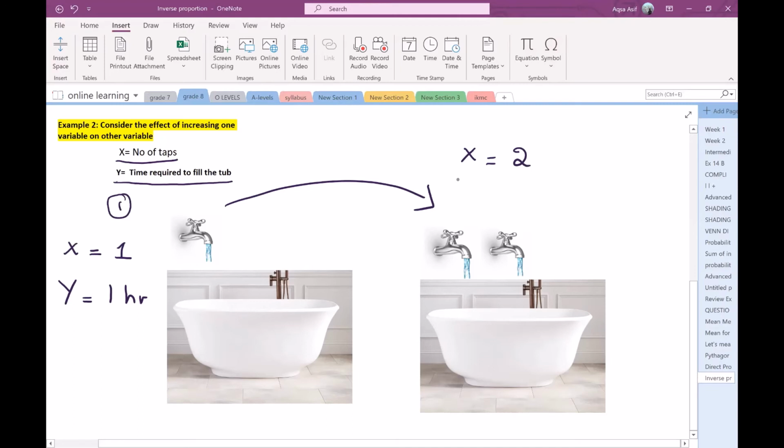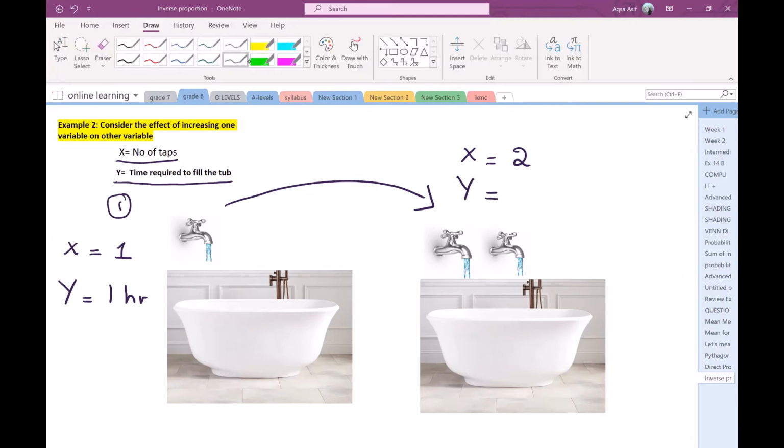What will be the effect on Y? Will the tub be filled in less time, or will the amount of time be increased? When X is increased, what is the effect on Y? Will it be increased or decreased? Y will be decreased. So in this situation, we can safely say that it's an inverse relation.